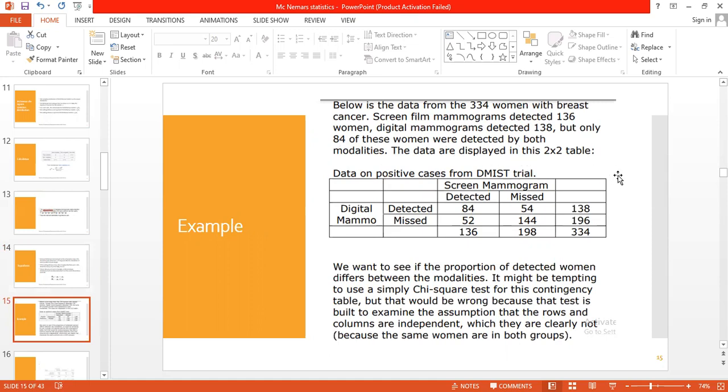In a 2 by 2 table, we use two types of tests, chi-square or McNemar test. We want to see if the proportion of detected women differs between the modalities. It might be tempting to use the simple chi-square test for this contingency table, but that would be wrong because that test is built to examine the assumption that the rows and columns are independent, and in this scenario they are clearly not independent because the same women are in both groups. So we use the McNemar test in this calculation.